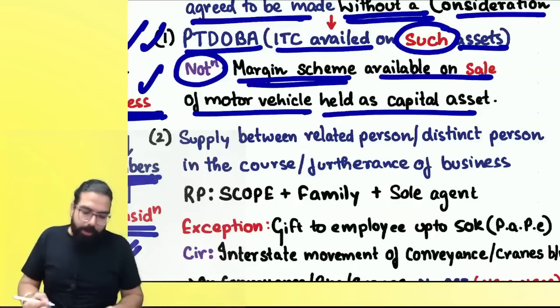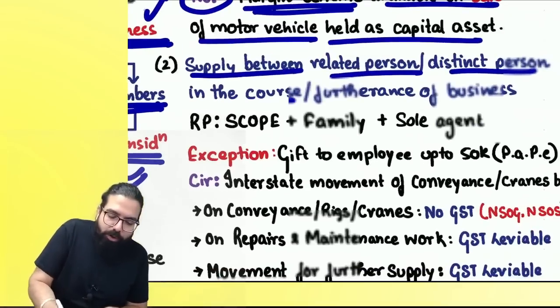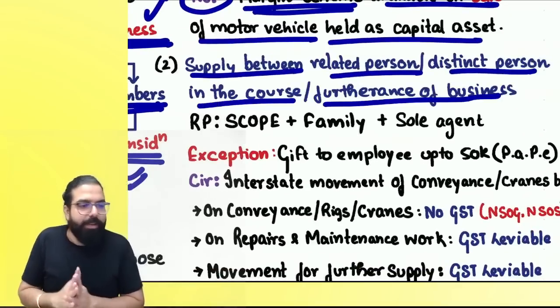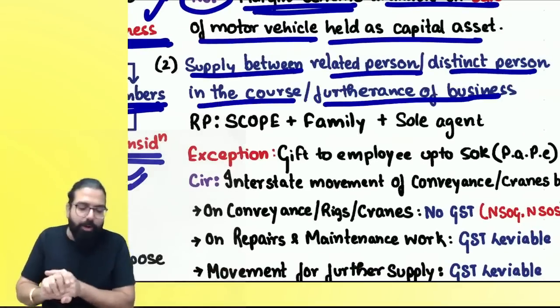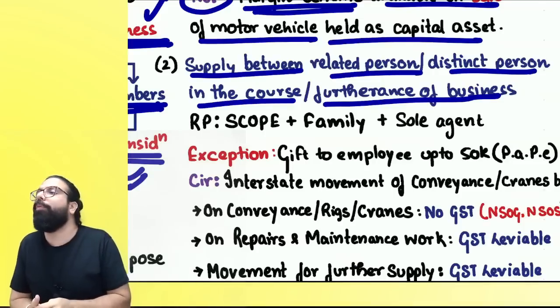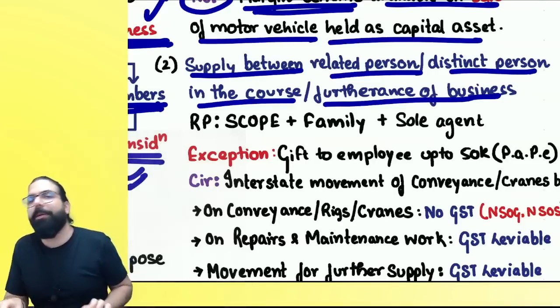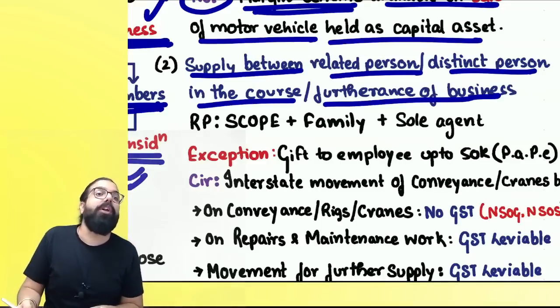The next one over here is supply between related person and distinct person in the course or furtherance of business. What does it say, everyone? Supply between related person or distinct person in the course or furtherance of business. Now, if there is any supply happening, between whom? Related person or distinct person.